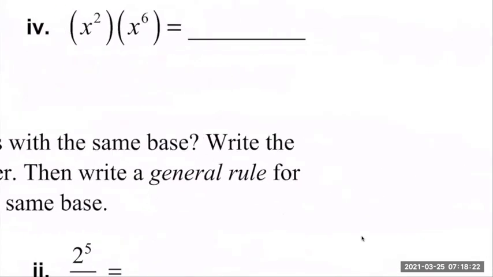So we'll do this next one together since it's got some variables. So the same rule applies. We're going to take the exponents and we're going to add them together. So I get x to the 8th power. That's all you have to do on this one. There isn't anything else you can do. You don't know what x is, so that's it.